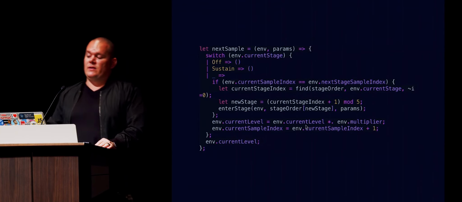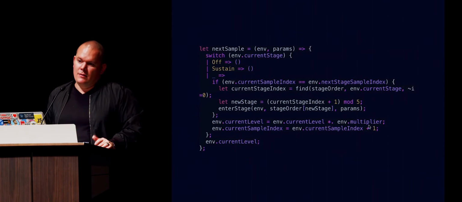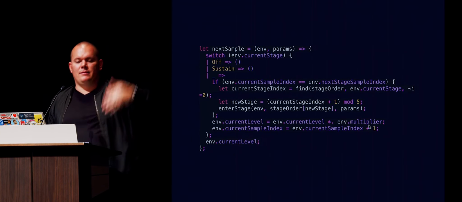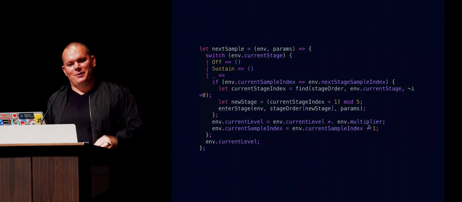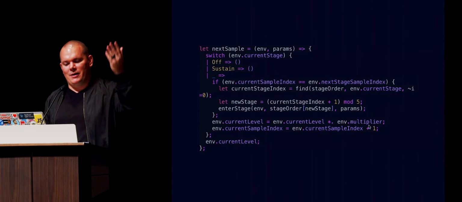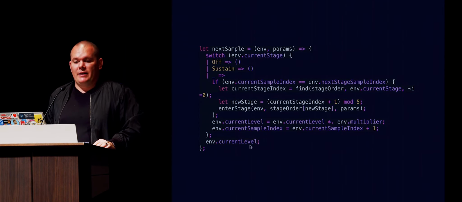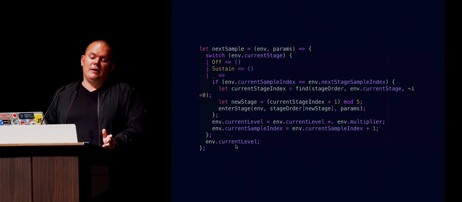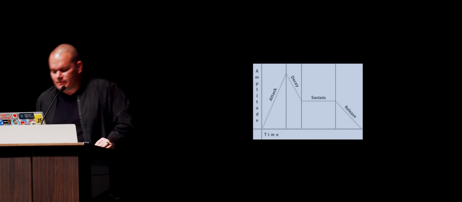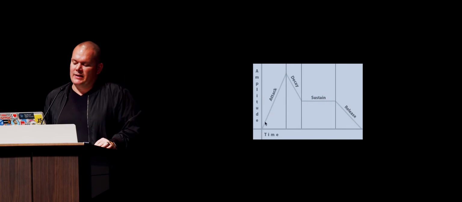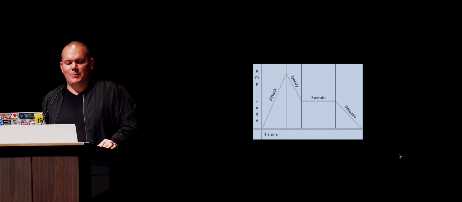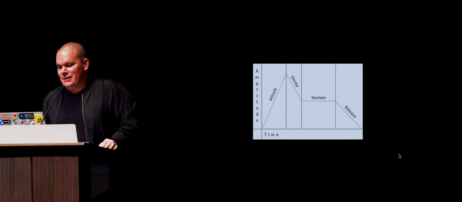Otherwise, our current level is going to be our current level times our multiplier. Our multiplier is defined when we enter the stage, so it's going to be a downward multiplier if we're on release, an upward one if we're on attack. We increment our sample index, and then regardless, we return our current level, which will be the volume multiplier that you want to apply to your sound. So again, we go up at the attack, the decay, the sustain, and the release. That's how you can make things sound like pianos or harps or sick bass lines or whatever you want.